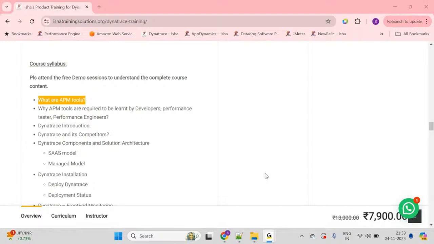So this tool will help you understand at what layer the problem is. Application level, infrastructure level, database level, which layer the problem is in. You can easily identify it using this APM tool.